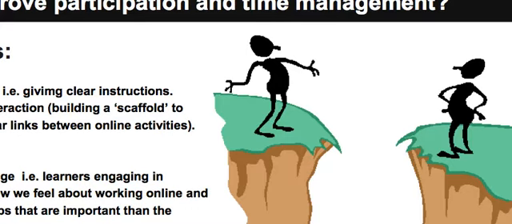The other question is, how will VLE help improve participation and time management? More tips for the teachers: participation. The importance of structured learning, that is, giving clear instructions. The gradual building of action and interaction. Building a scaffold to successful participation, making clear links between online activities. Emotions, promoting robust and usable knowledge, that is, learners engaging in authentic tasks and situations. It is how we feel about working online and our integration with our learning groups that is more important than the technology itself. Emotional triggers: frustration, the fact of not being physically with other persons.